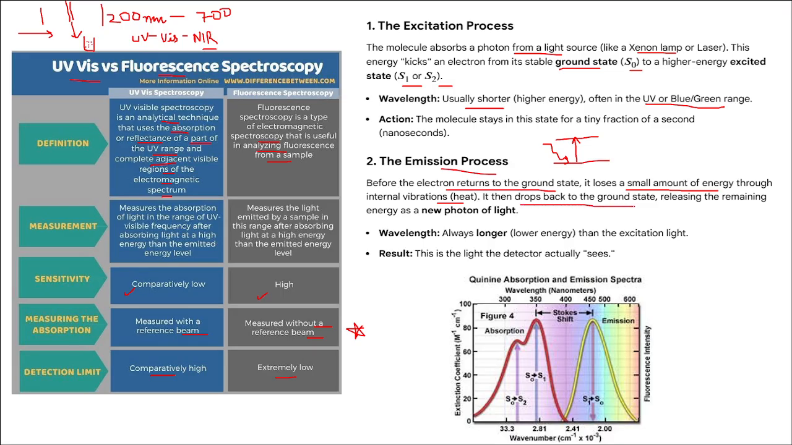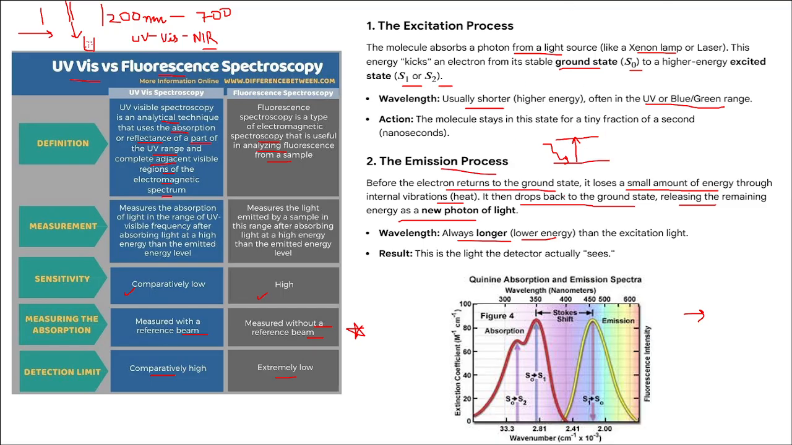It then drops back to the ground state, releasing the remaining energy as a new photon of light. So the emission wavelength is always longer. That is why, suppose you are exciting a molecule with a wavelength of 350 nanometers, you would always get emission at a higher wavelength. Why does this happen? Because there is always a kind of redshift that you would observe, because the energy gets lower.